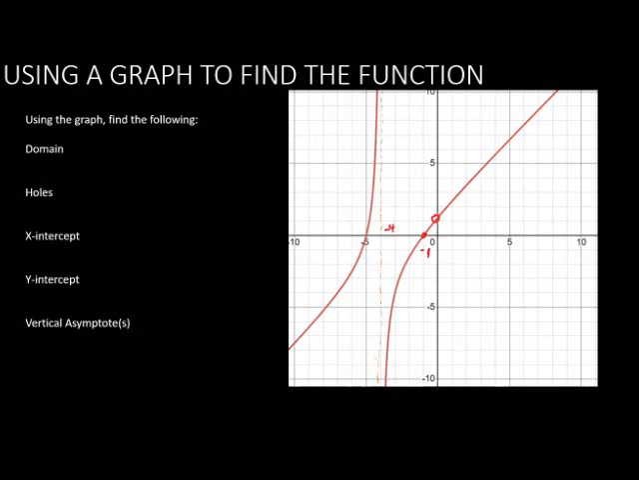Here we'll use this graph to try to deduce what a rational function is. We'll begin with the domain. We can see on our graph that we have a vertical asymptote at -4. We can also see that we have a hole at x equals 0. Anytime that you have a vertical asymptote or a hole, that will create a split in your domain.